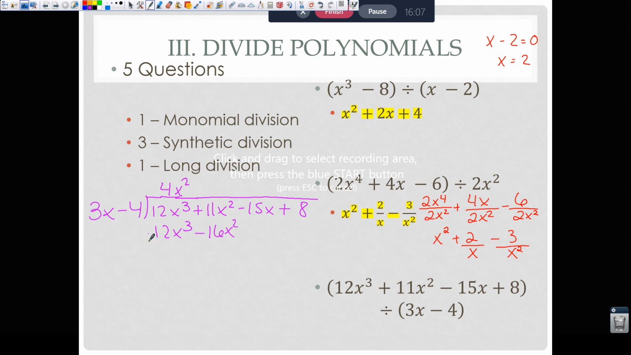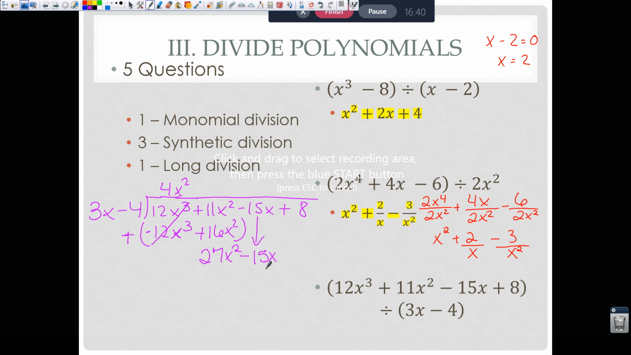Then we're going to subtract all of this. Okay, so basically we're going to be distributing our negative sign and then adding. Okay, so 12x to the third minus 12x to the third cancels out. Okay, 11x squared plus 16x squared would give me 27x squared. Then I'm going to bring down my next term, negative 15x.